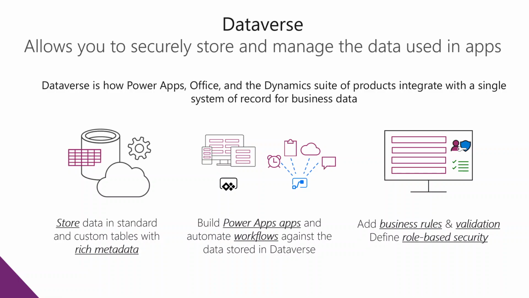So it's standard custom tables, rich metadata, build apps and automate workflows against that data, and add business rules, not only at a column level, but also at a business process flow level to validate and guide the user through the process, and define role-based security. So, for example, they can only see their records that they created, or maybe they can only see specific tables or columns. You can really get granular on the role-based security within the Dataverse, and therefore within the apps that are powered by Dataverse.